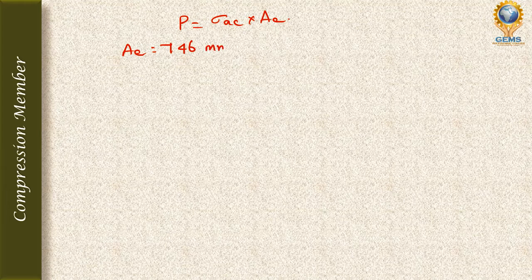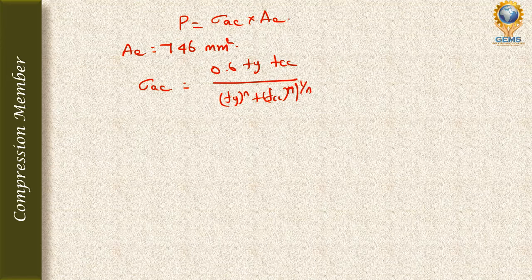AE is given in the question, that is 746 mm square, and sigma AC we have to find by the formula: 0.6 Fy FCC divided by (Fy power n plus FCC power n) whole power 1 by n. It should be less than or equal to 0.6 Fy. So by this formula, we have to find the sigma AC. Fy is directly given in the question.